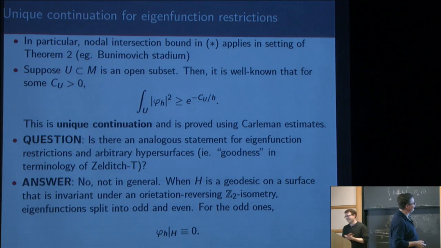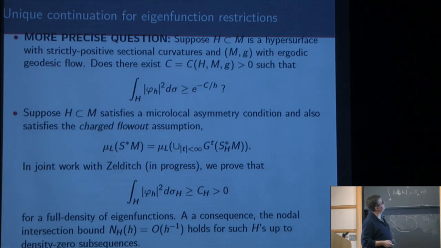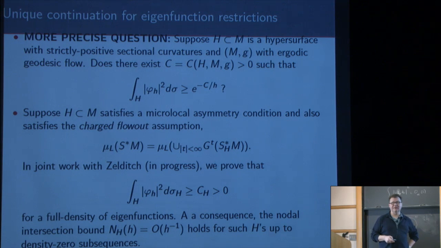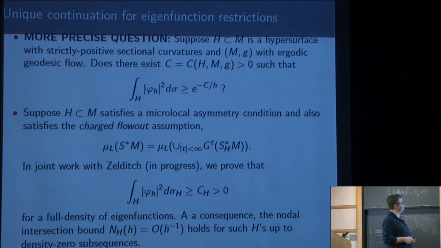Okay, sorry. Yeah, so the answer is no, but the more precise question is, suppose you have a hypersurface with strictly positive sectional curvature, like that in any dimension, really. And suppose you have ergodic geodesic flow. Do you have goodness, right? So that I believe, but I can't prove yet. So the only examples where I can actually prove it are these ones, like the stadium.